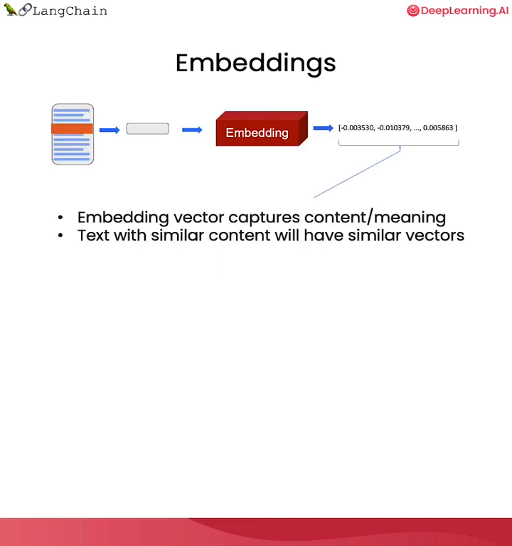First, let's talk about embeddings. Embeddings create numerical representations for pieces of text. This numerical representation captures the semantic meaning of the piece of text that it's been run over. Pieces of text with similar content will have similar vectors. This lets us compare pieces of text in the vector space.